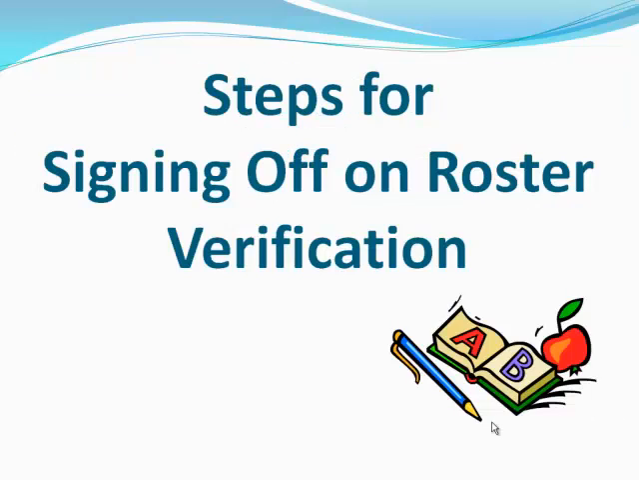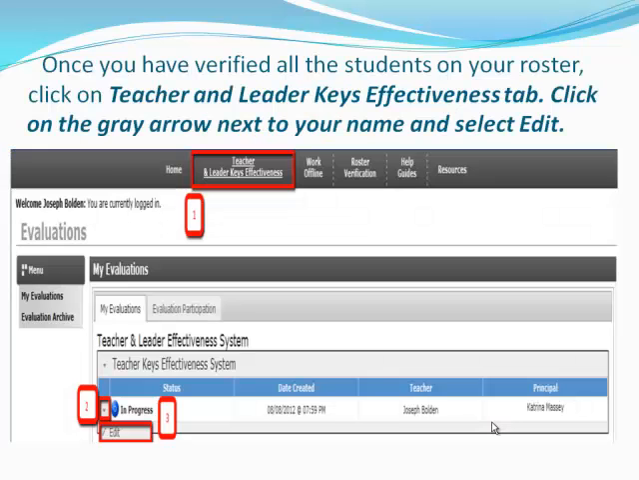All right, final step. These are the steps for signing off on roster verification. Once you have verified all the students on your roster, remember you did that in the roster verification tab, you are now going to change gears and go over to the teacher and leader keys effectiveness tab. You'll click on the gray arrow next to your name and then select edit. And this will be the same step that you would go in to take a look at your formatives and your walkthroughs.